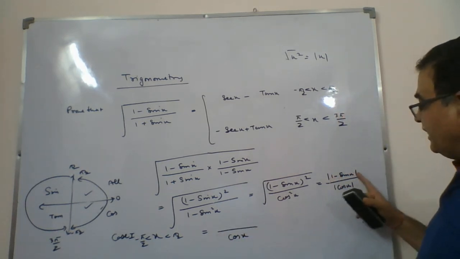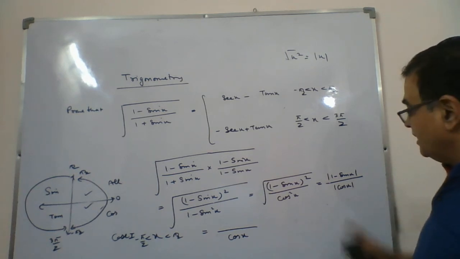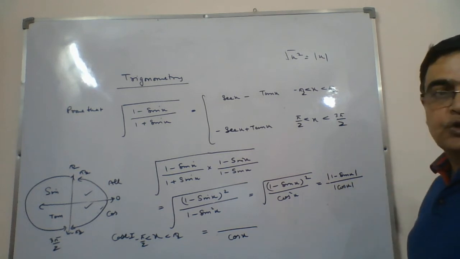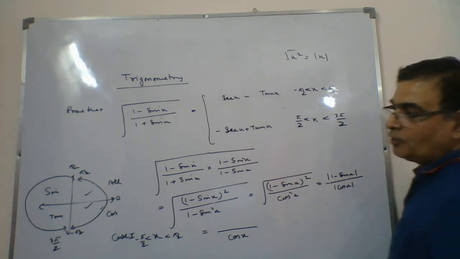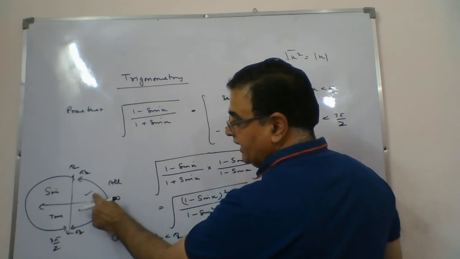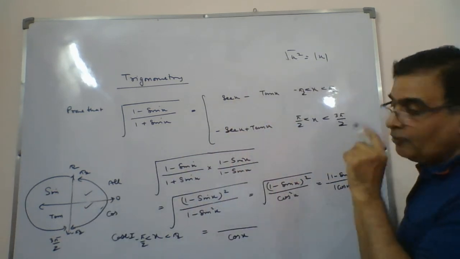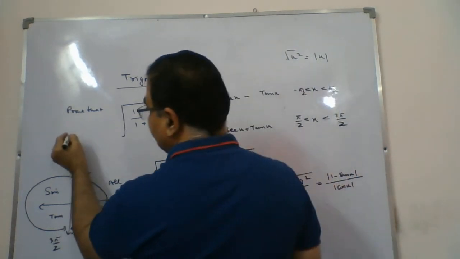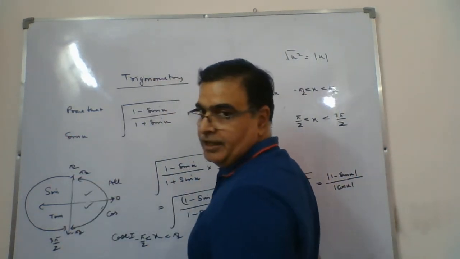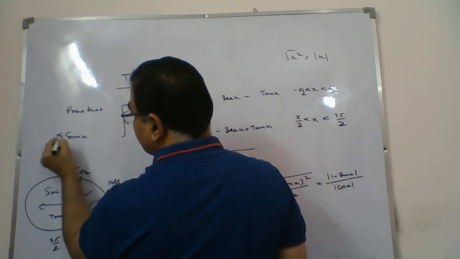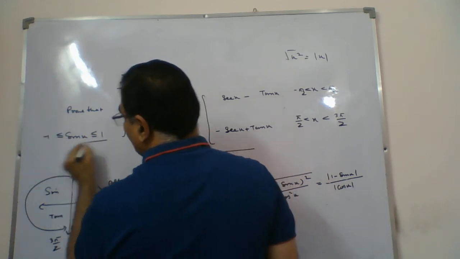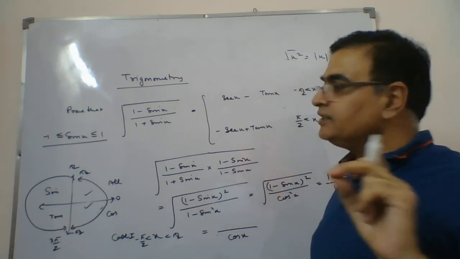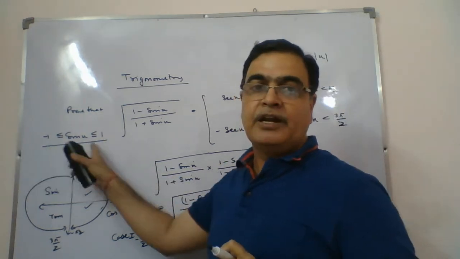Then comes 1 minus sin x. Will 1 minus sin x be a positive or negative quantity? That also we should decide. Sin here is plus, here it is minus. But one thing you should keep in mind, sin x, whatever angle you take, its value always comes out between minus 1 and 1.